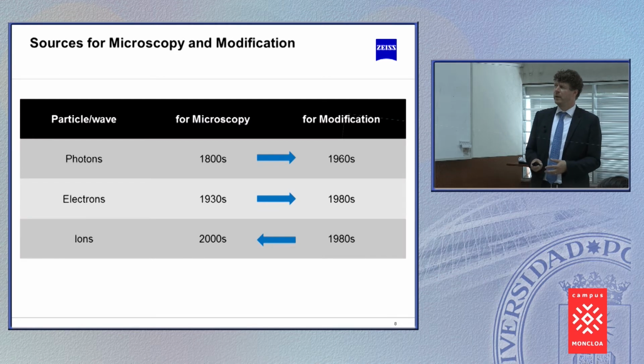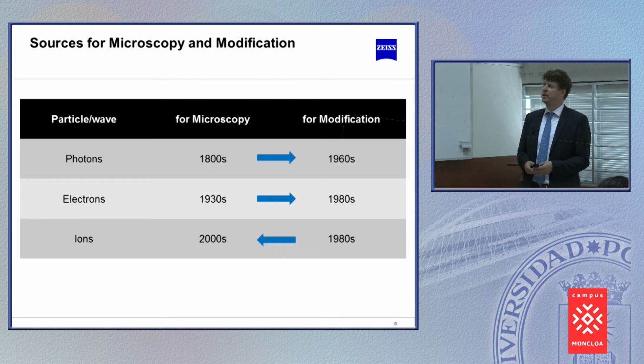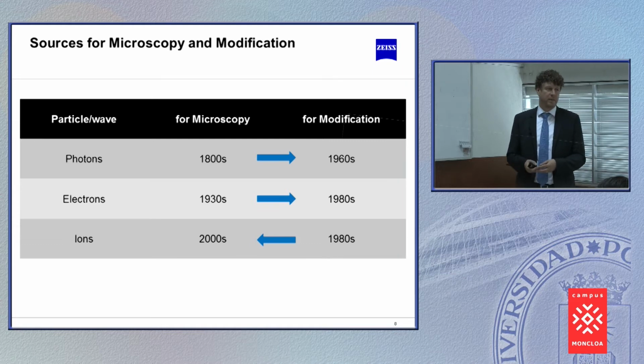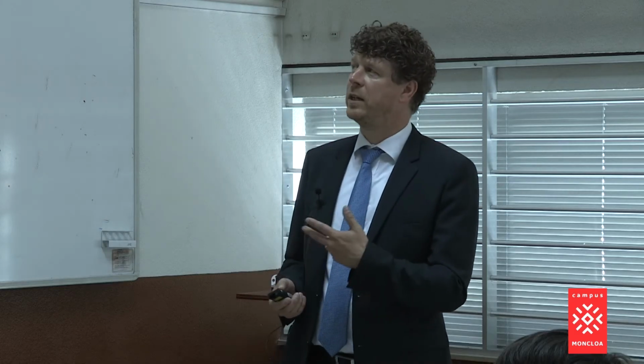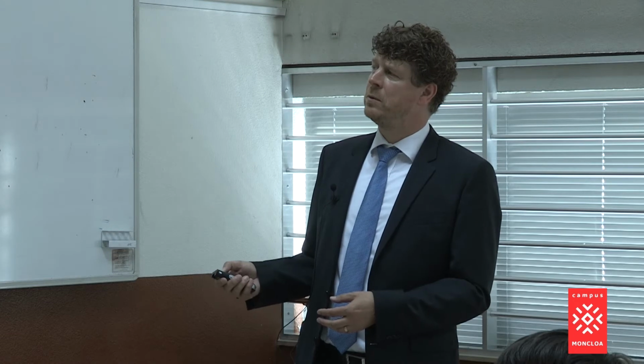Everything starts in the 19th century, when people started using photons for microscopy, as a particle or wave. And in the late 1960s, they started to use photons for modification of material. Then the electrons were used in the 1930s for microscopy, and then electron microscopy started. And for material modification, electrons were used 50 years later.